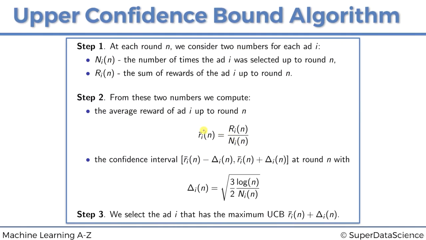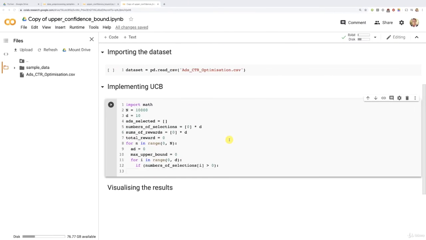First, let's create a new variable for this, which we're going to call average reward, because this corresponds to an average of the reward, because it is the accumulated reward here of this ad i up to round n divided by the number of times it was selected. So that's nothing else than an average. And therefore, let's create a new variable here, which we're going to call average underscore reward.